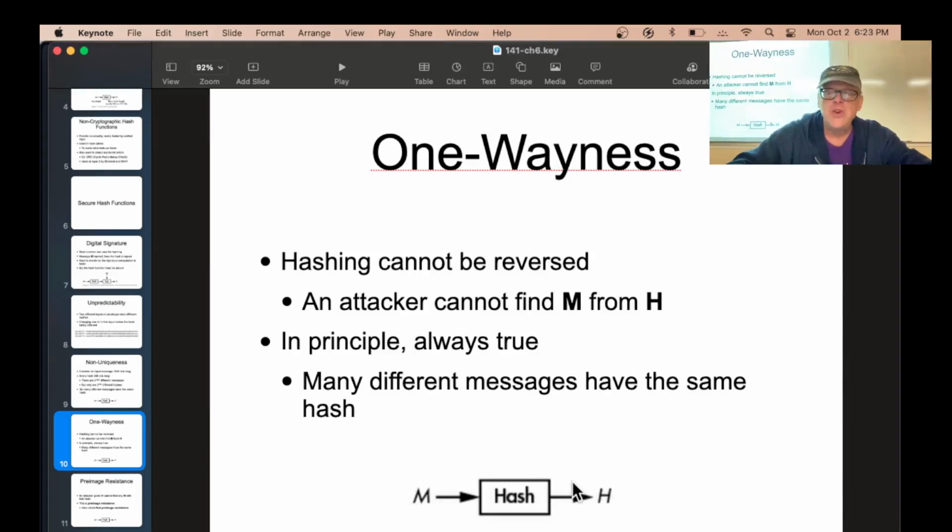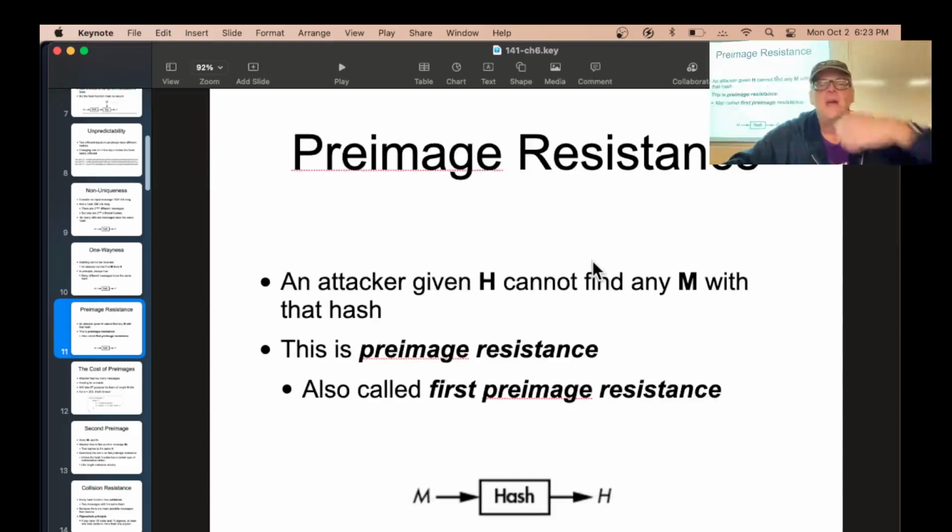So you want to make sure that if they know the hash, they can't figure out the message. And this is why you hash passwords when you store them. If people steal the table of hashed passwords, it's not easy to extract the real passwords from that table because of this one-way property. And this is the one I talked about before, pre-image resistance.